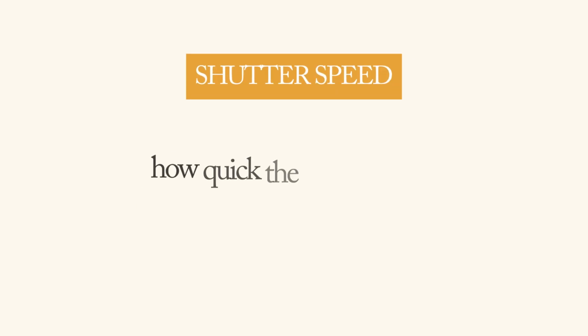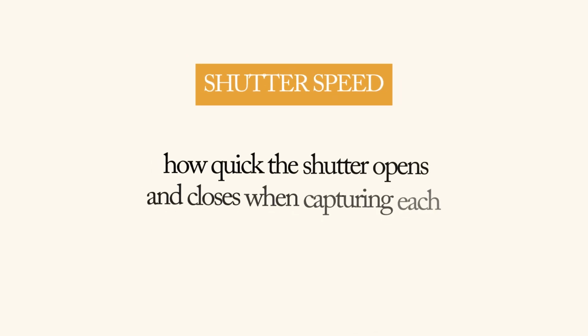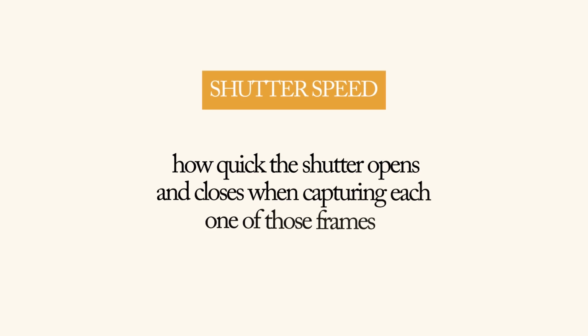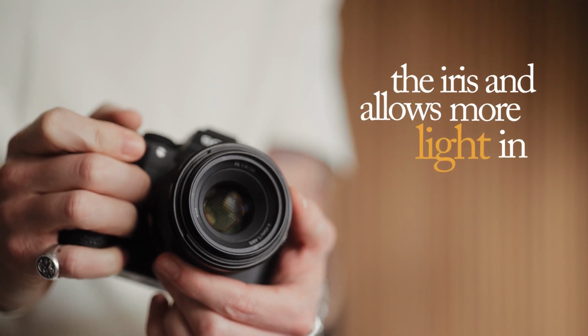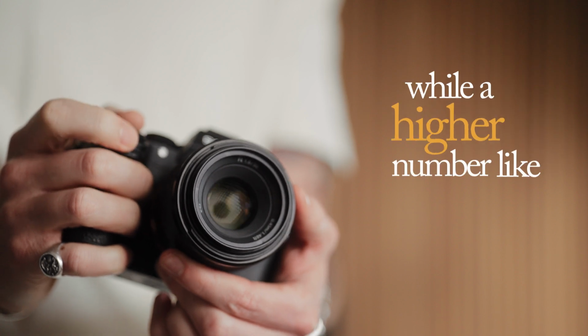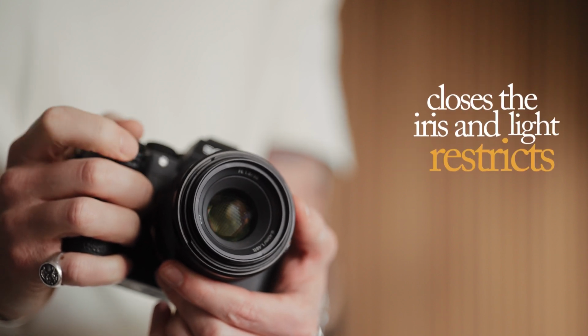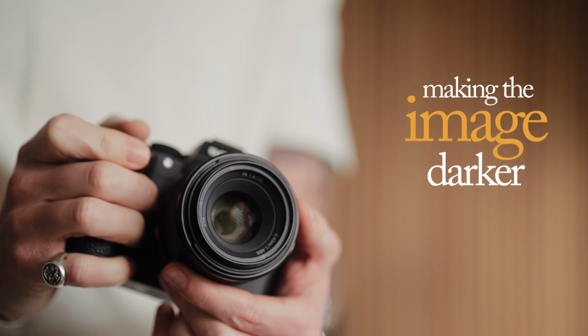Shutter speed is how quick the shutter opens and closes when capturing each one of those frames. Now let's move on to aperture. This setting controls how open or closed your lens iris is, just like how the iris of our eye works. A lower aperture number like 1.8 opens the iris and allows more light in, creating a brighter image, while a higher number like f-stop 22 closes the iris and restricts light, making the image darker.